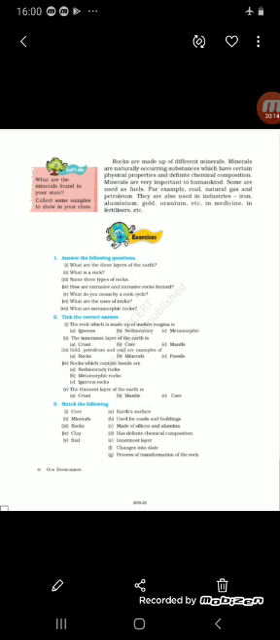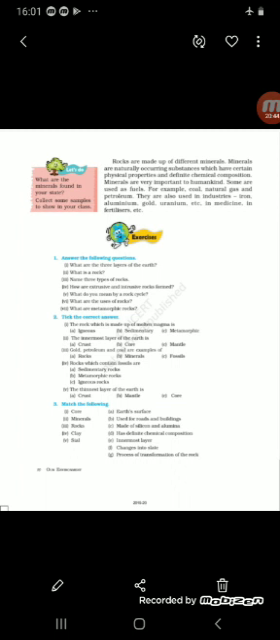The rock which is made of molten magma is, there are three options: igneous, sedimentary, metamorphic. Which one is correct? The first one is correct, igneous. Second, the innermost layer of the earth is, again three options: crust, core, mantle. The innermost layer of the earth is core.